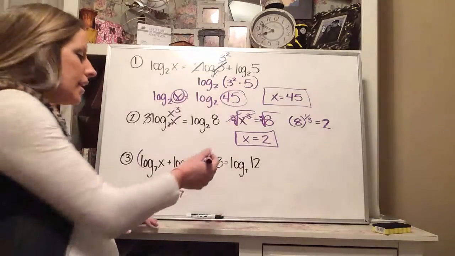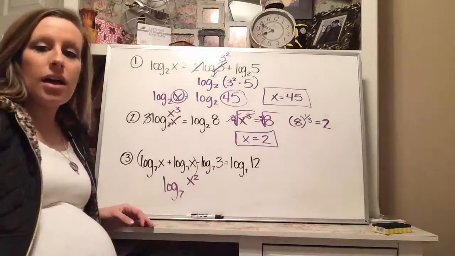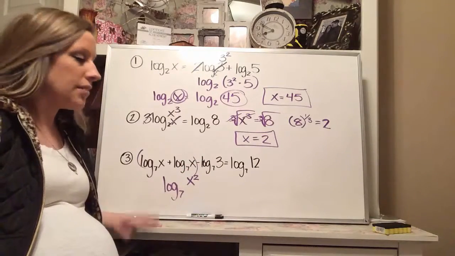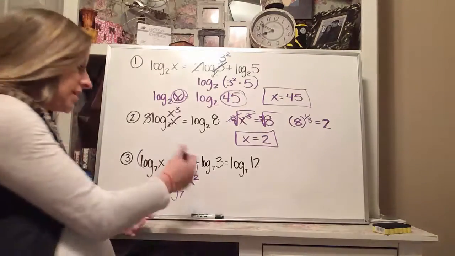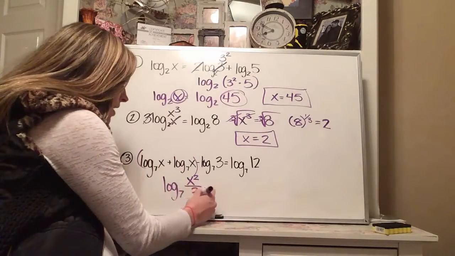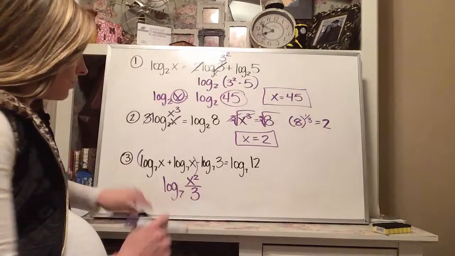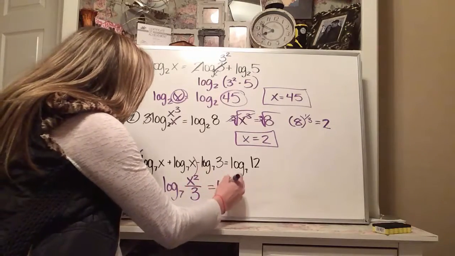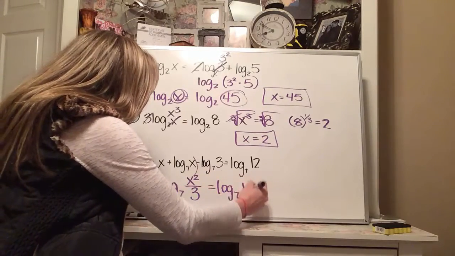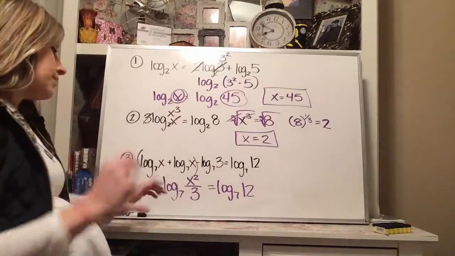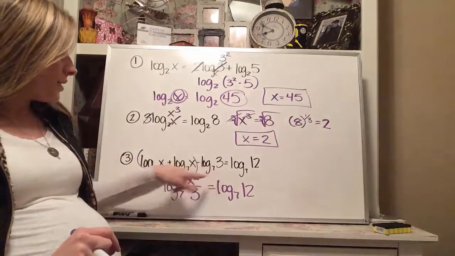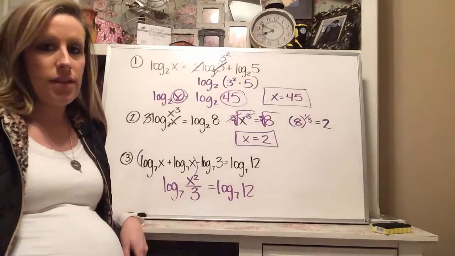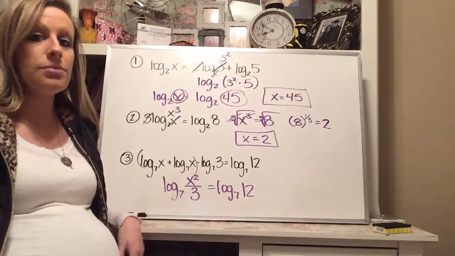Okay, and then I'm going to subtract the log of 3, log base 7 of 3. So whenever I'm subtracting, I'm going to divide. So divided by 3 equals a log base of 7 of 12. So adding means that I'm going to multiply them. Subtracting means I'm going to divide. And that's just your laws of logarithms.